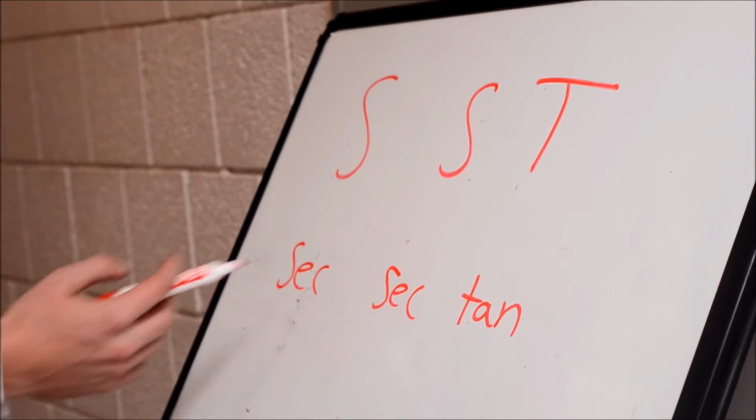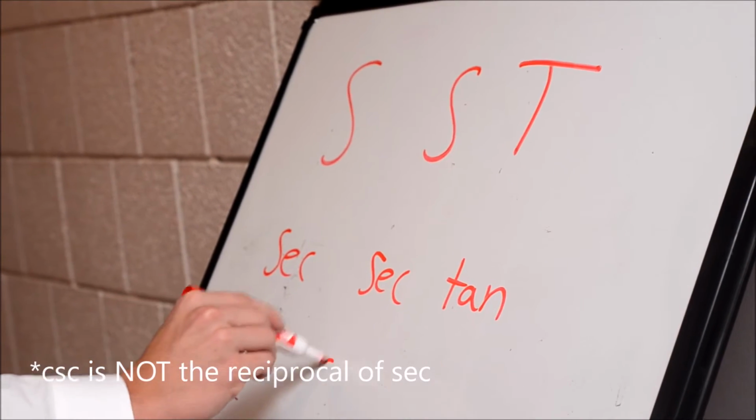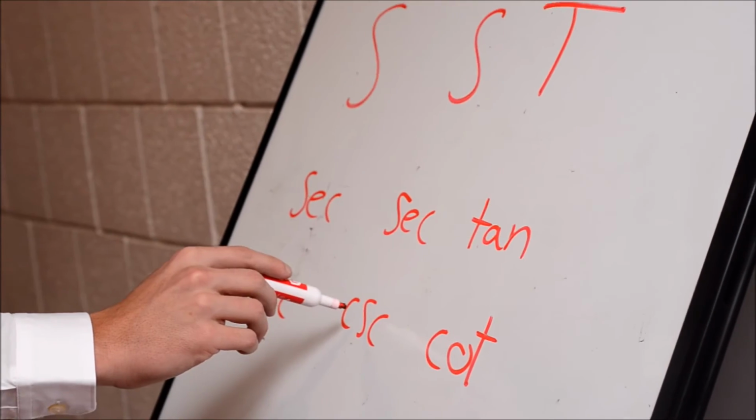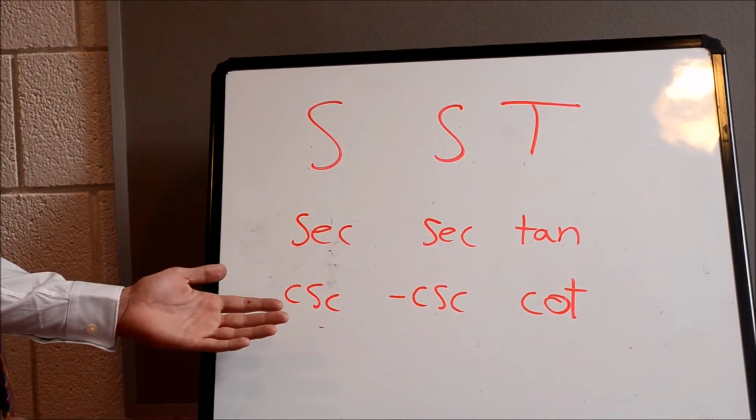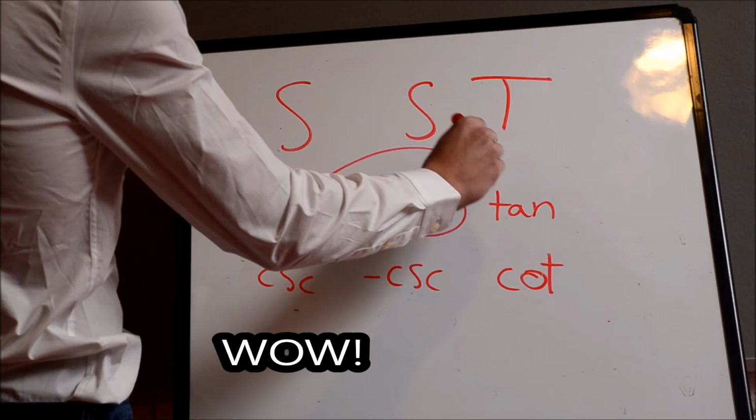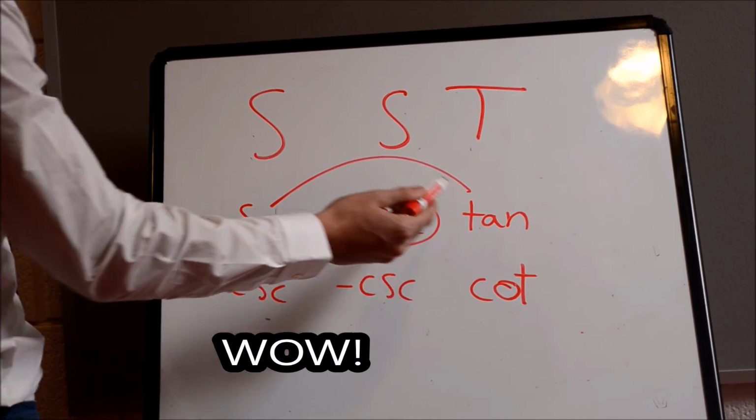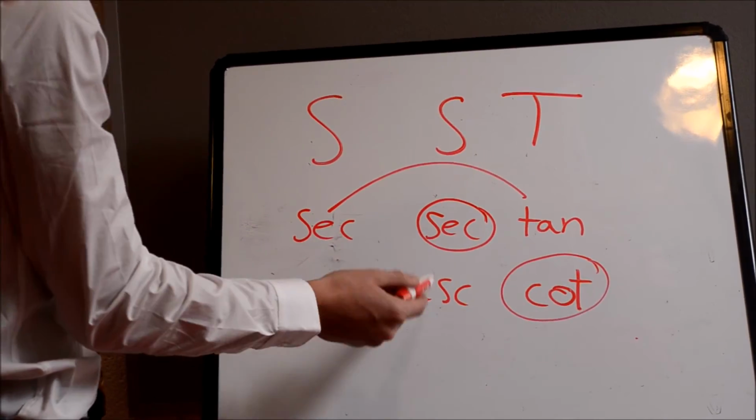On the next row, you write the reciprocal functions of all these. So cosecant, cosecant, cotangent, and this cosecant has a negative sign. From here on out, it's pretty elementary. If you want to take the derivative of any of these functions, you merely take the product of the other two. So the derivative of secant is secant times tangent. The derivative of cotangent is negative cosecant squared.